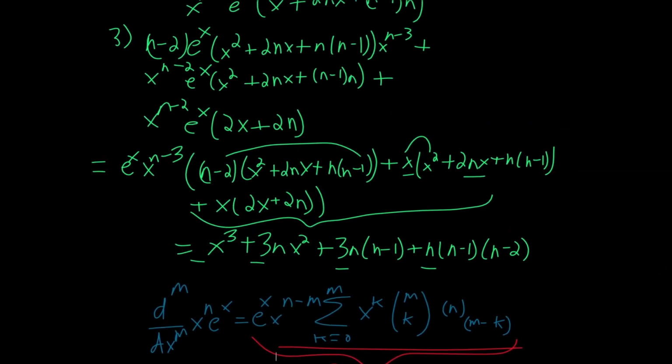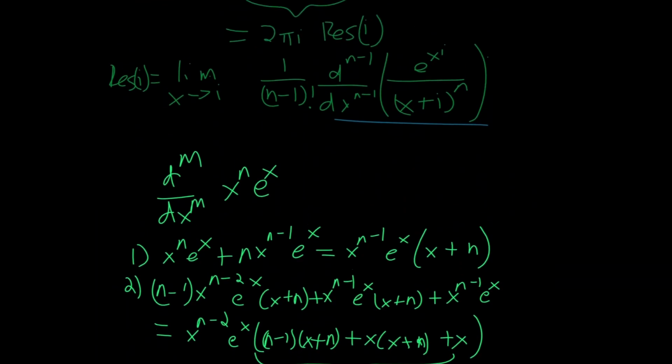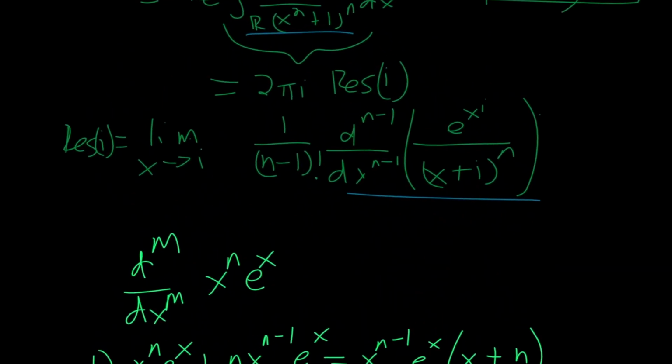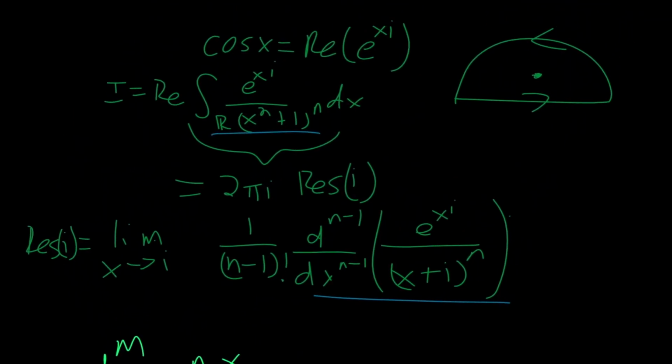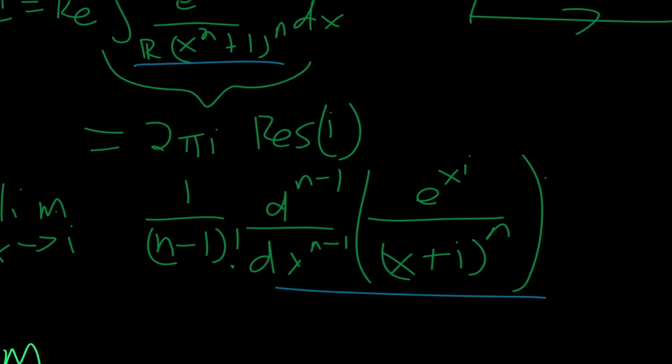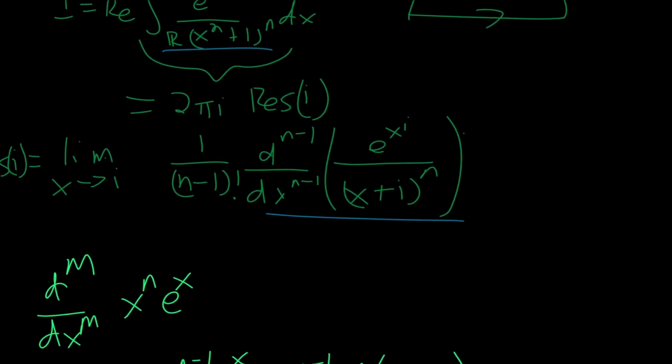So how on earth does that apply to our integral right here? Well, you'll see that we have the n minus 1th derivative of this right here. And that means we can evaluate that. So using our formula for the mth derivative of x to the n times e to the x, we can now evaluate this expression right here.